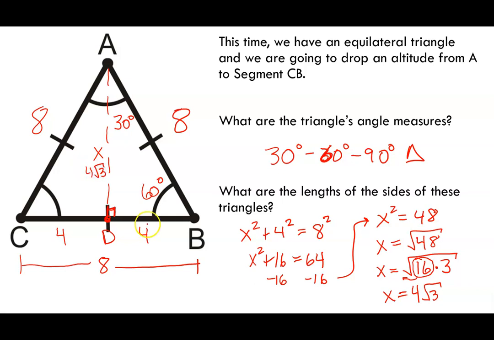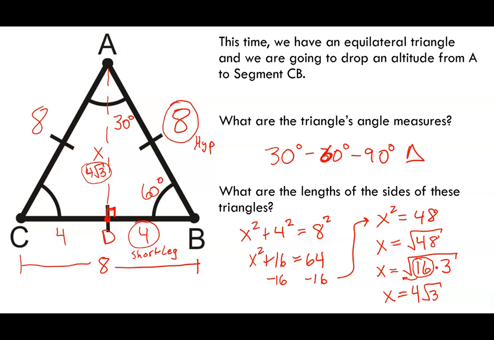Do you think it's a coincidence that this one came out to have a 4 in it and the side here was also 4? It's not a coincidence. In fact, a 30, 60, 90 triangle has some pretty similar connections between its sides. If you compare the hypotenuse side to this side down here, let's call this the short leg because it's the shorter of the 2 legs. If you compare the hypotenuse to the short leg, you can see that it will always have a ratio of 1 to 2. The short leg is half of the hypotenuse, or the hypotenuse is double the short leg.